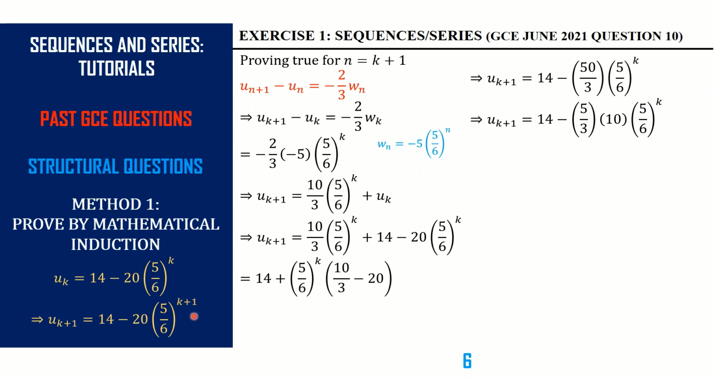A k plus 1 here means that we are multiplying this raised to the power k times just 5 on 6. So we need to extract a 5 on 6 and we also need to extract a 20 so that the proof should come out. Alright, so our 14 remains there.